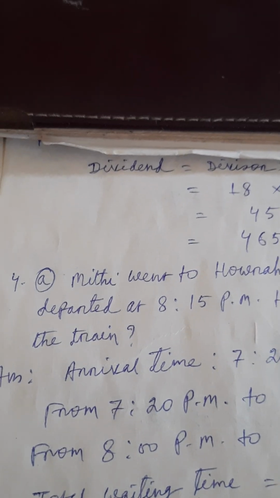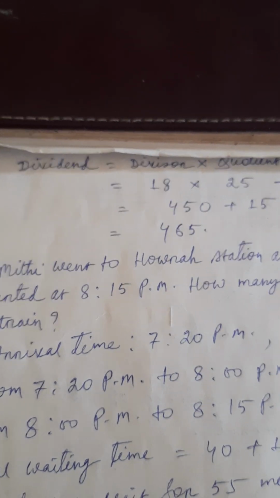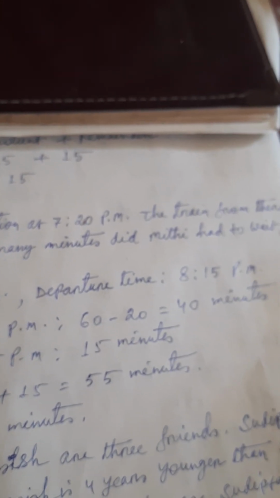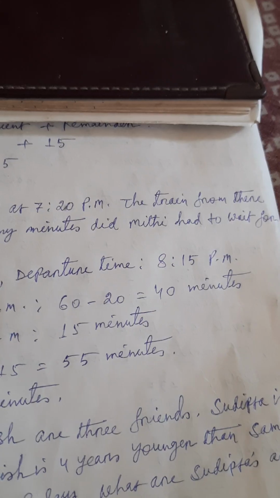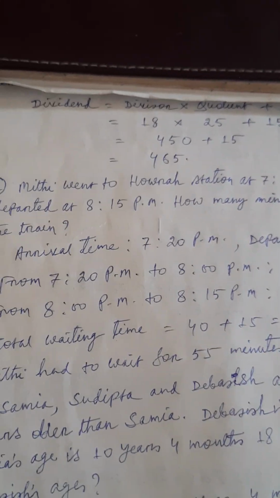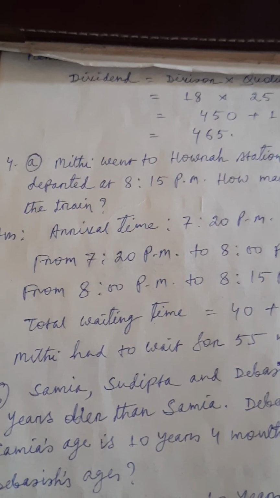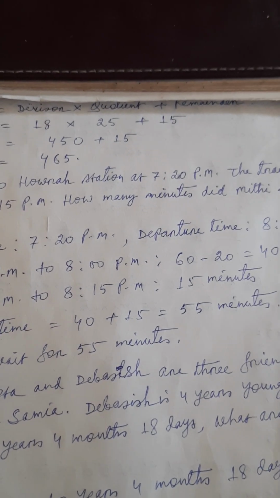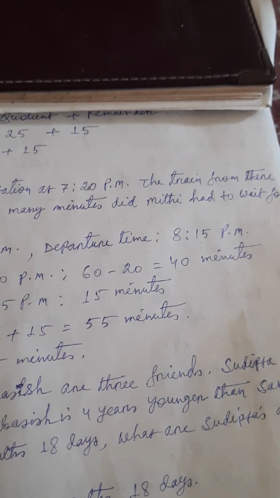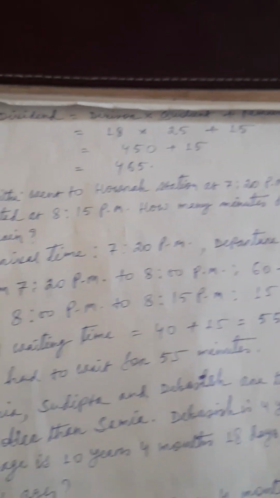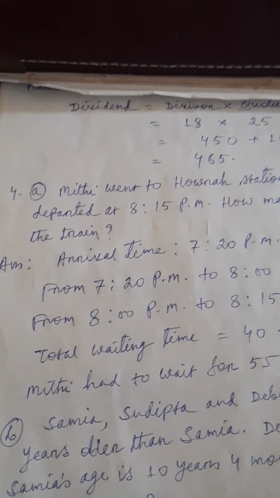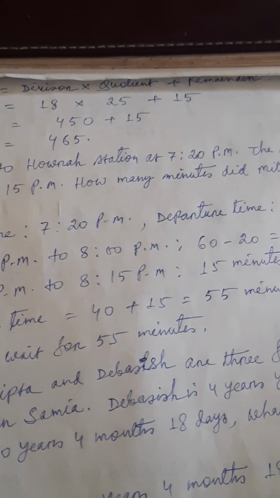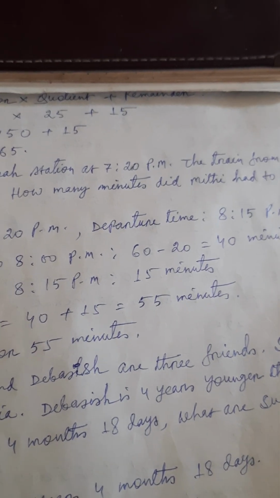Question number 4A. Mithi went to Howrah station at 7:20 p.m. The train from there departed at 8:15 p.m. How many minutes did Mithi have to wait for the train? Answer. Arrival time 7:20 p.m. Departure time 8:15 p.m.